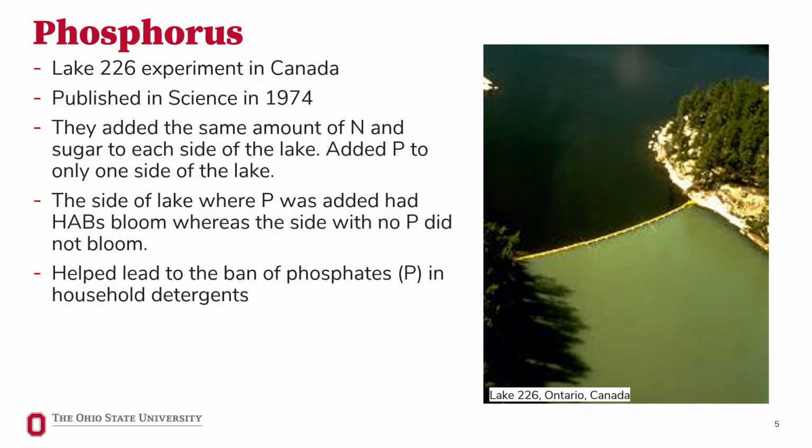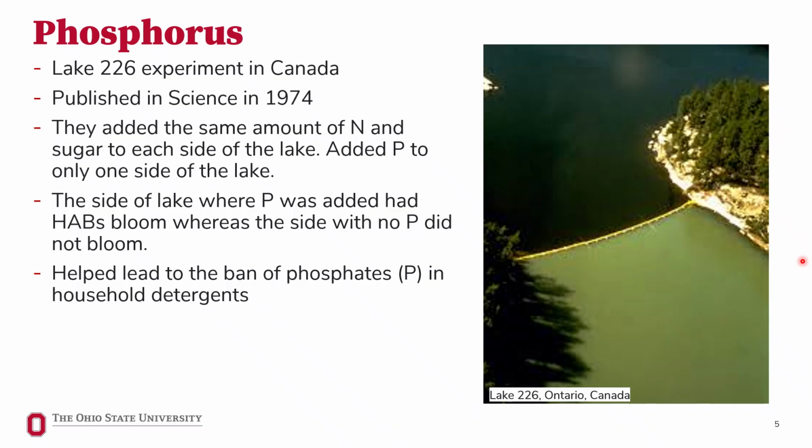As an example, we are going to look at the Lake 226 experiment that took place in Canada and was published in the journal Science in 1974. In this experiment, scientists placed an impermeable barrier down the middle of Lake 226 to create two separate experimental areas that were experiencing the same environmental conditions.